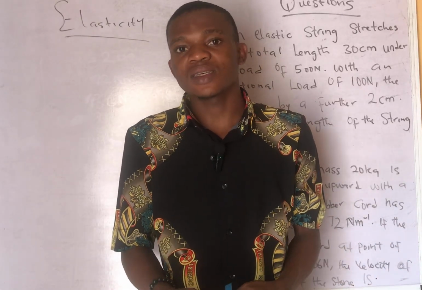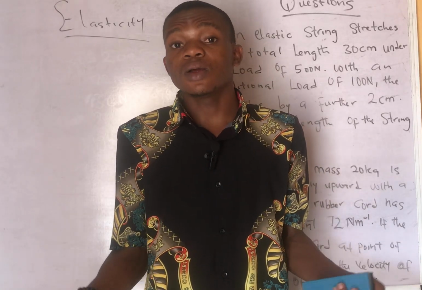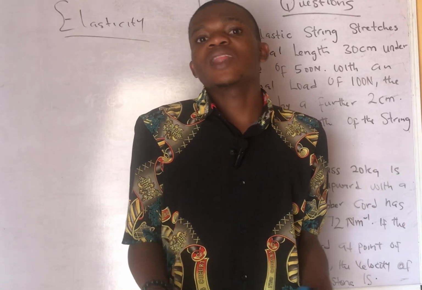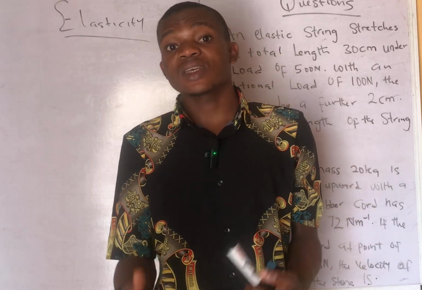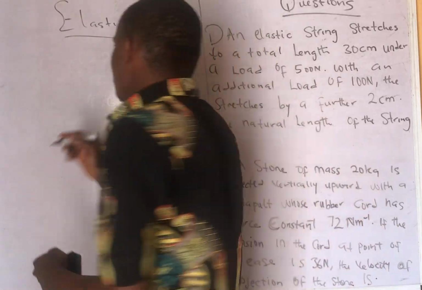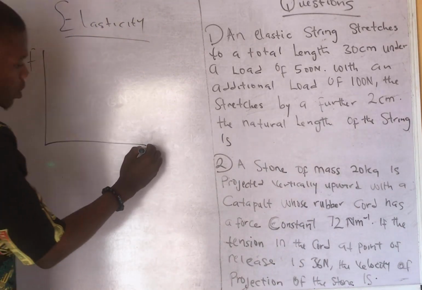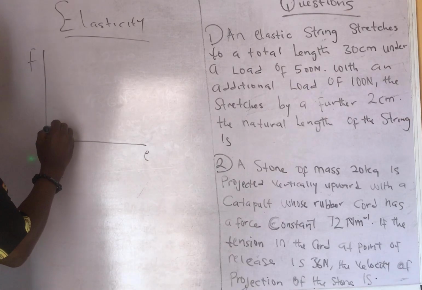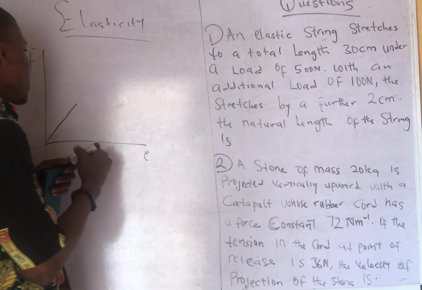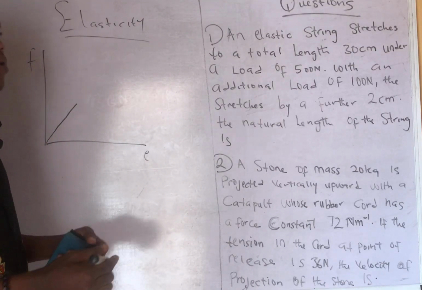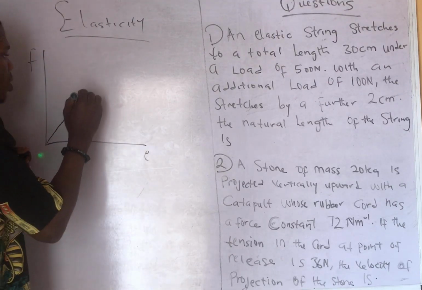Elasticity can also be represented with a graph. What do I mean by the graph? Elasticity has to do with extension and force, when a tensile load is attached to the material. Let's plot force versus extension. The graph will be linear if the load is small, but it will not be linear if the load is large. Why? Because if the load is large, there will be a point where it exceeds the elastic limit.